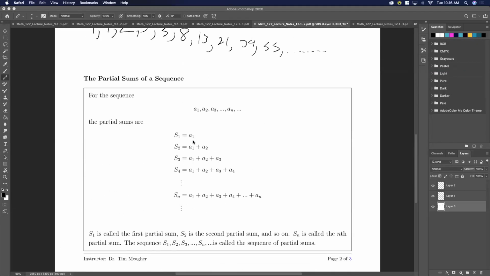All right, let's talk about partial sums. Given a sequence, A1, A2, A3, all the way up to An, we call these partial sums. If I add up just the first one, that's just A1. If I add up the first 2, that's S2. If I add up the first 3, that's S3. If I add up the first 4, that's S4. If I add up the first n of them, that's Sn.